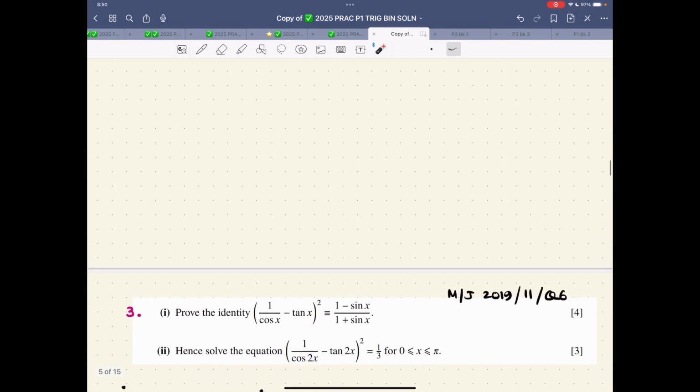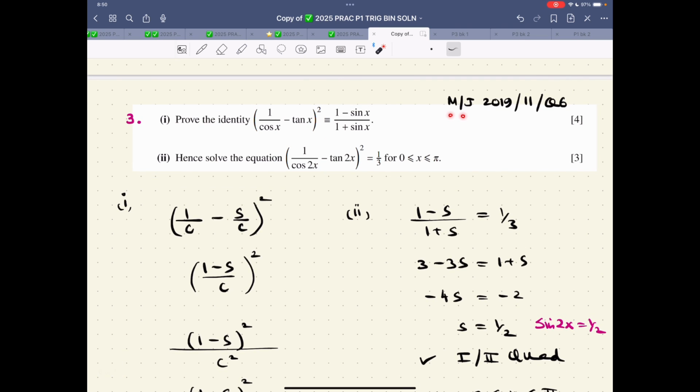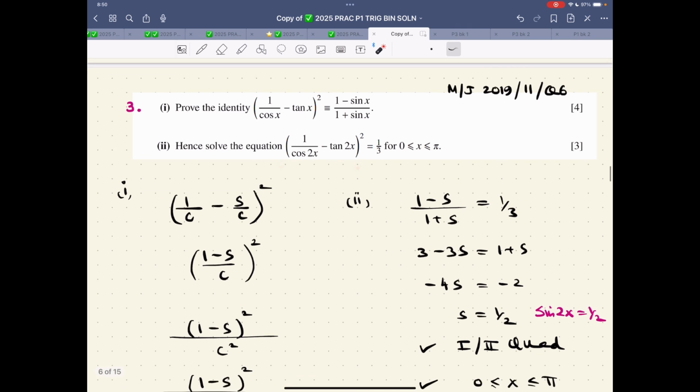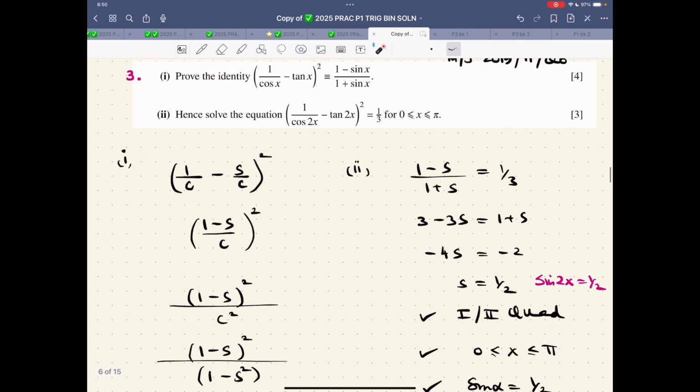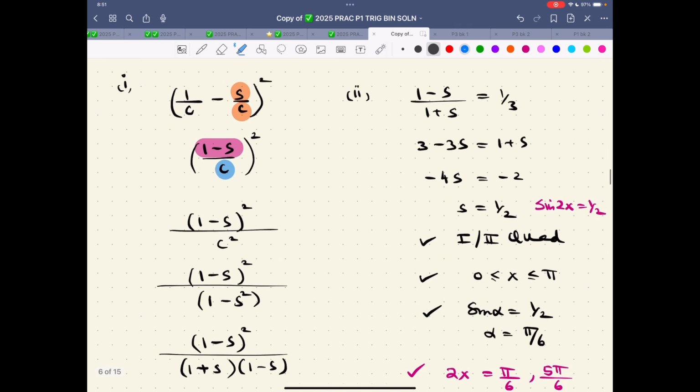Let's move on. Question number 3, May-June 2019, variant 1-1, question 6. Prove the identity such and such. Hence solve this equation. Now the first part is about identity. Tan is written as sine over cos. So first of all, let's focus on this tangent over here, it's written as sine over cos. And then since it has a common denominator, you take LCM. So this is 1 minus sine over cos, and then cos is being squared. And cos square is written as 1 minus sine square.